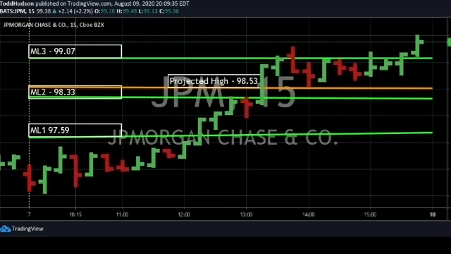Here, JP Morgan reaches the ML1 level up basically around noon, it continues higher for the rest of the day and actually closes above the ML1 level, at the ML3 level up. These are just examples of things that happen every single day.